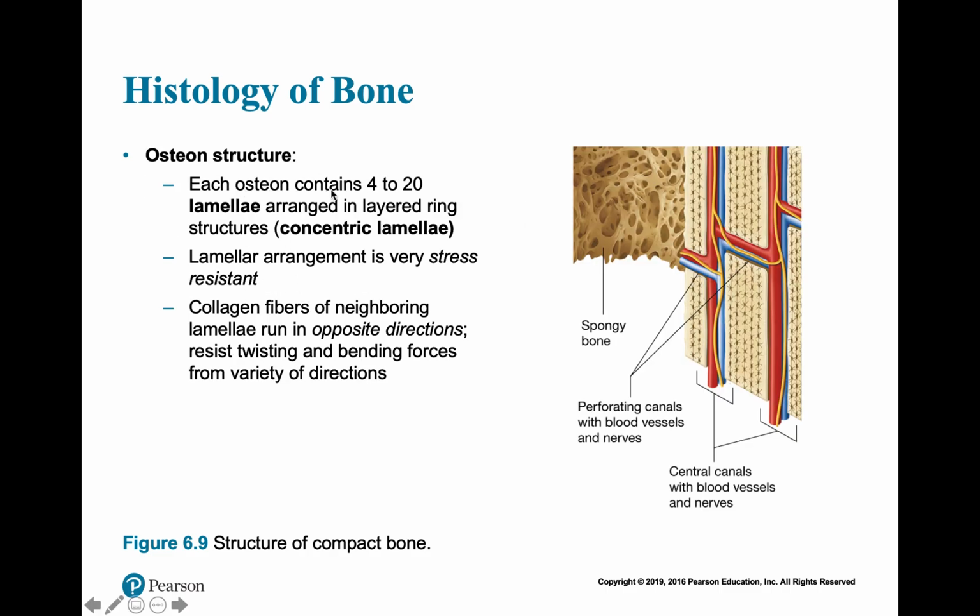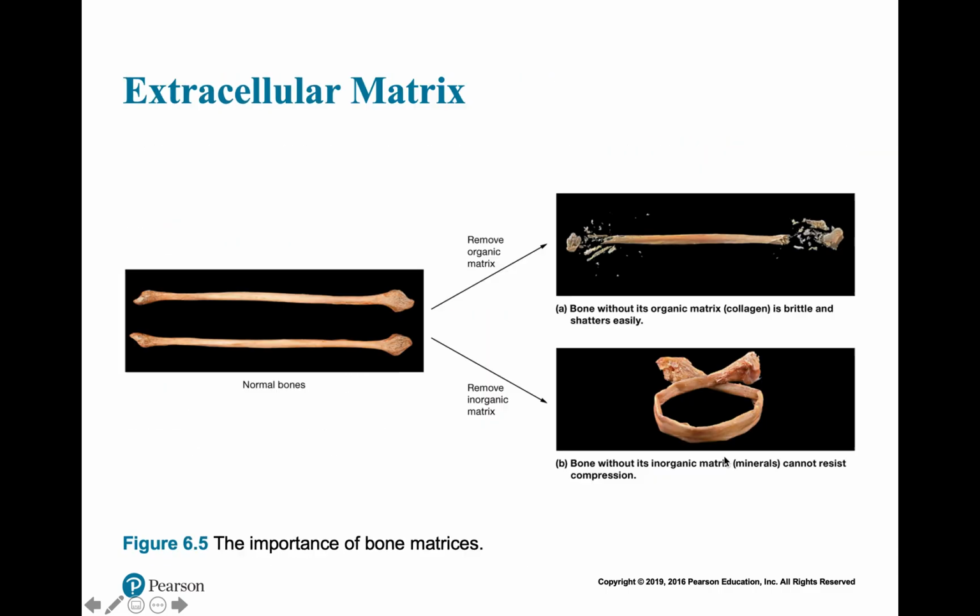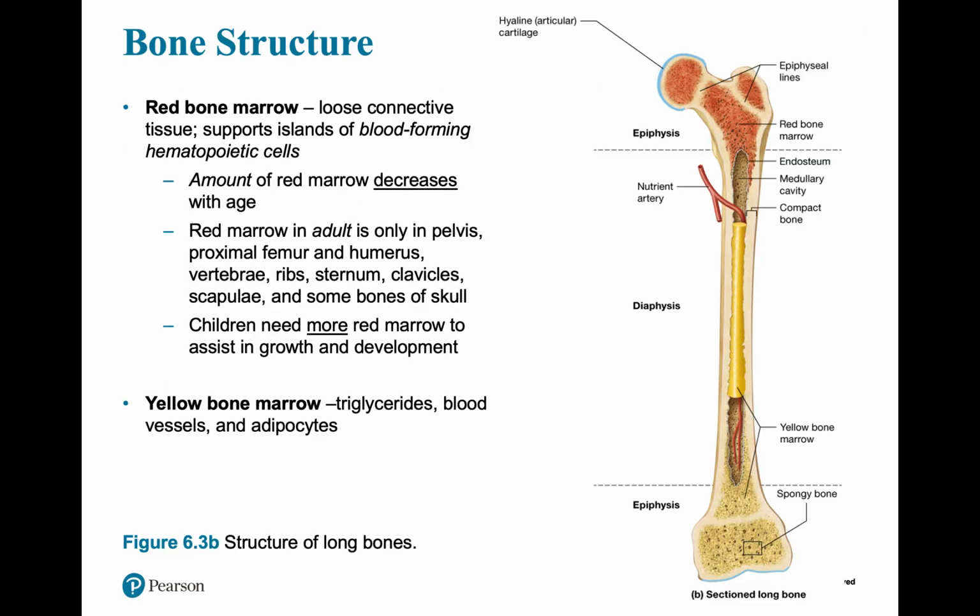Okay, so each osteon will contain between 4 and 20 lamellae, depending on what bone we're talking about and where it's located. Again, concentric circles of the bone matrix. And that lamellar arrangement is very stress resistant. So let's go back to our picture of a long bone. These osteons run the length of the bone, right? And just like tree trunks, right?